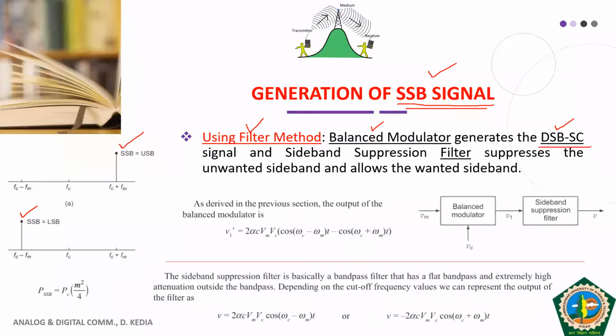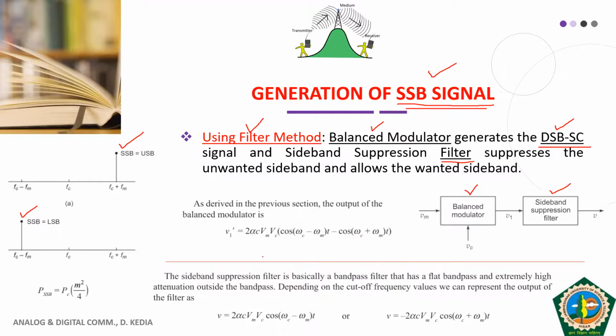Once we have got two sidebands by removing the carrier, then we will use a filter to remove one of the sidebands. If you want upper sideband, you will filter out the lower sideband. If you want lower sideband, you will filter out the upper sideband. Whatever sideband you require at the output, you will use the corresponding filter. If you look at the block diagram, we have a balance modulator to generate the double sideband suppressed carrier signal. Then we use a sideband suppression filter to generate the single sideband signal.